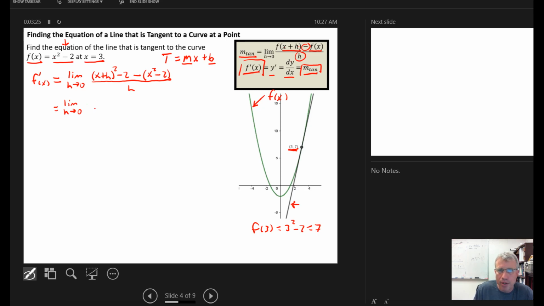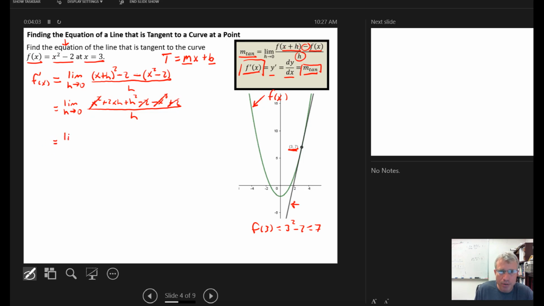I'm going to simplify my numerator. I'm going to start by squaring this binomial x plus h. So that's going to give me x squared plus 2xh plus an h squared when I multiply x plus h times x plus h, minus (x squared minus 2), distributing the minus sign into the parentheses, minus x squared plus 2, and this is all over h. And then if I look at the numerator, I see some things will eliminate for me because x squared minus x squared is 0, and minus 2 plus 2 is 0.